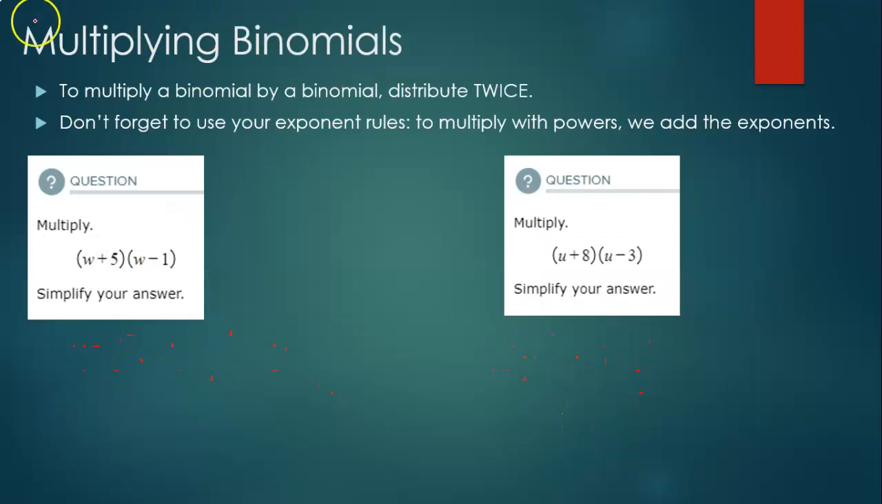Now, multiplying binomials is different. So we've got a new topic, multiplying by binomials. Write that down and underline it. You don't need to write down to multiply a binomial times a binomial, but I would write distribute twice. Essentially, we have 2 things now that need to be distributed into w minus 1.